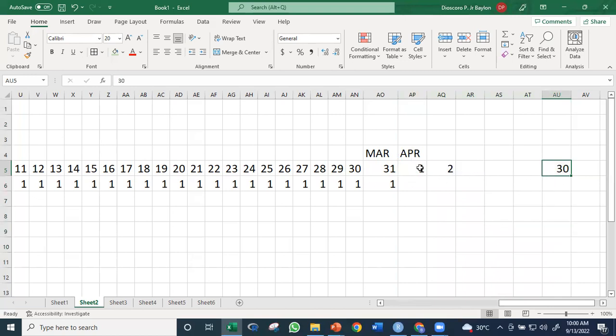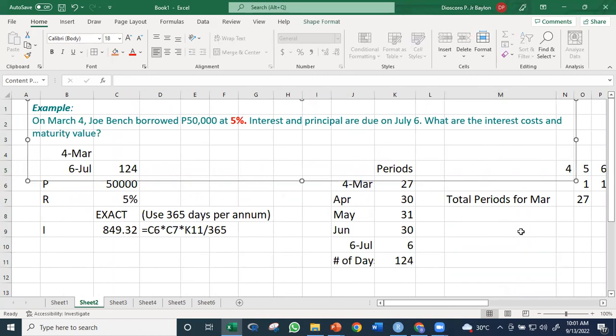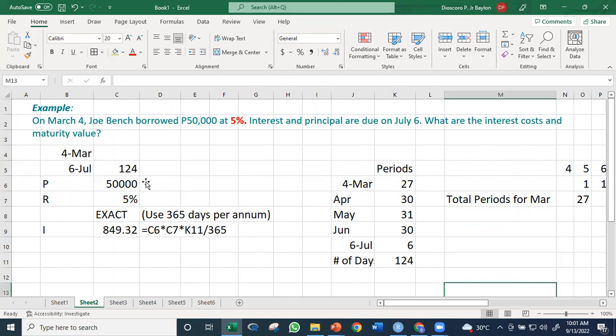So if you count 1 to 2, 2 to 3, 3 to 4, 4 to 5, 5 to 6, etc., how many periods will you have? You will have only 29 periods. Okay. All right. I hope that's clear. Take note of the beginning time and the ending time. In Excel, that's very easy because you can just subtract. All right. So let's go back to our PowerPoint.